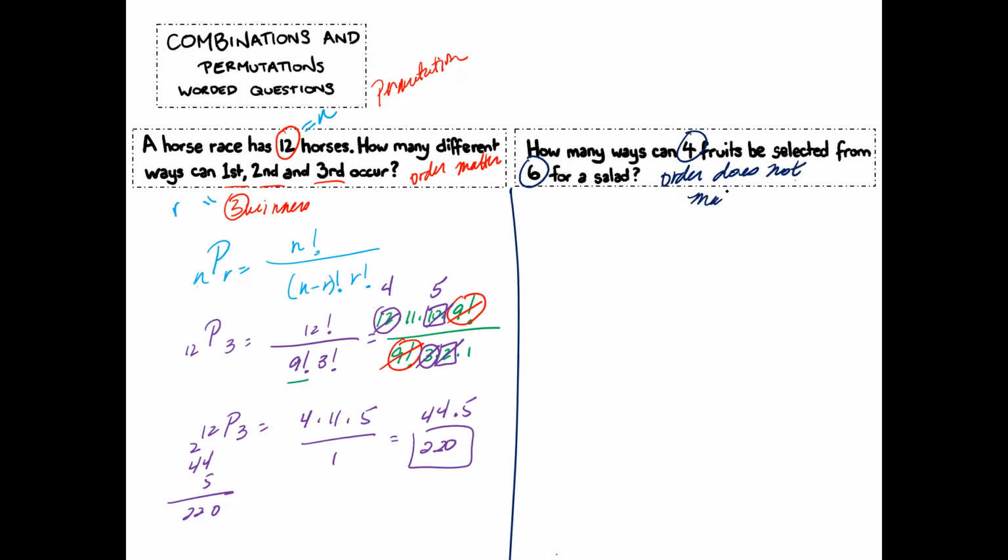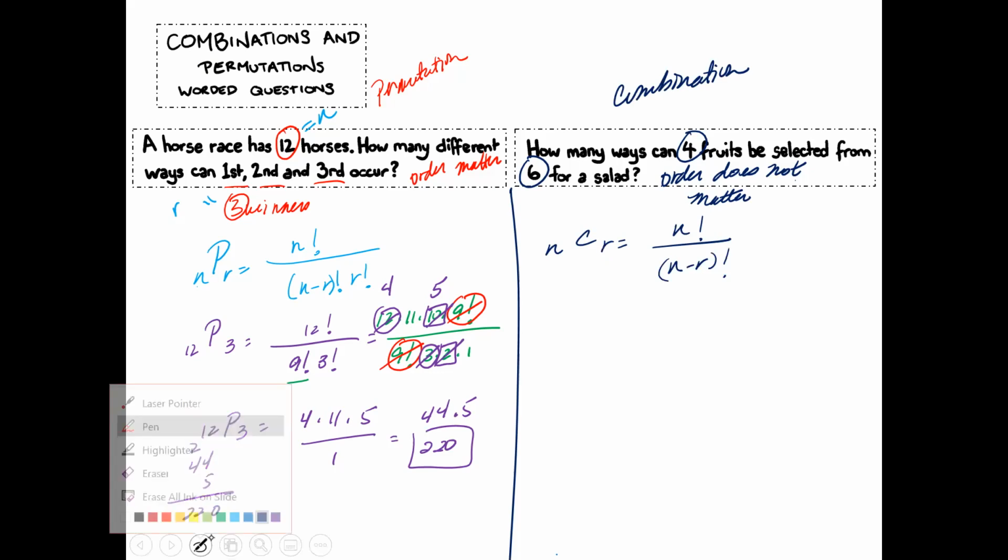I mean, it's great that you toss in the strawberries first and then followed by the bananas, but it really doesn't matter. Once you kind of shake it all together, it tastes about the same. So in this case, it is going to be a combination. And the combination formula is as follows. It is going to equal n factorial over n minus r factorial. So it's actually essentially a little bit less complicated than permutation.